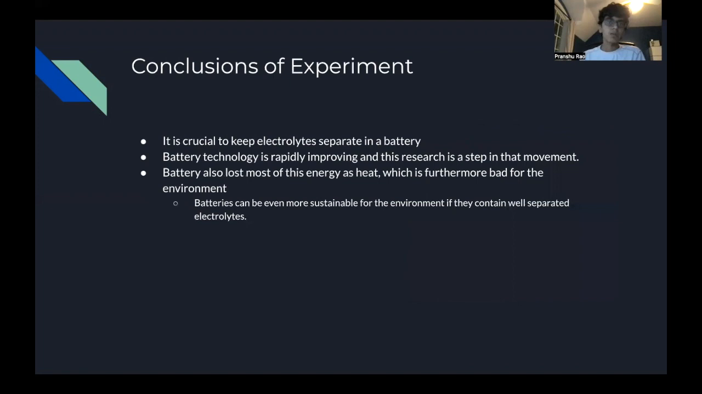The conclusion of this experiment was that it is crucial to keep electrolytes separate in a battery, as otherwise it will overheat. And since battery technology is rapidly improving, this research, as a step in that movement, is helping to affirm that it is crucial to keep the electrolytes separate.